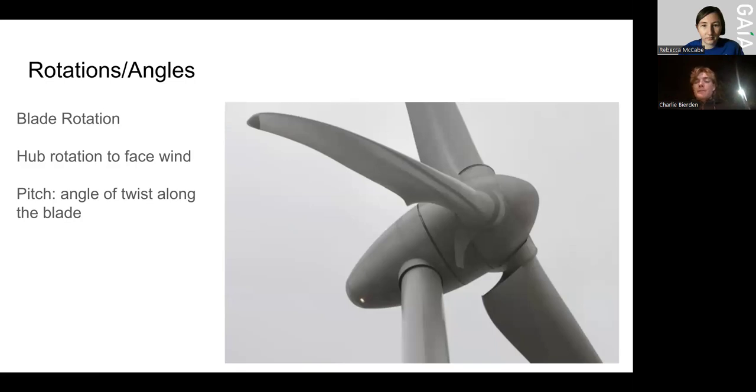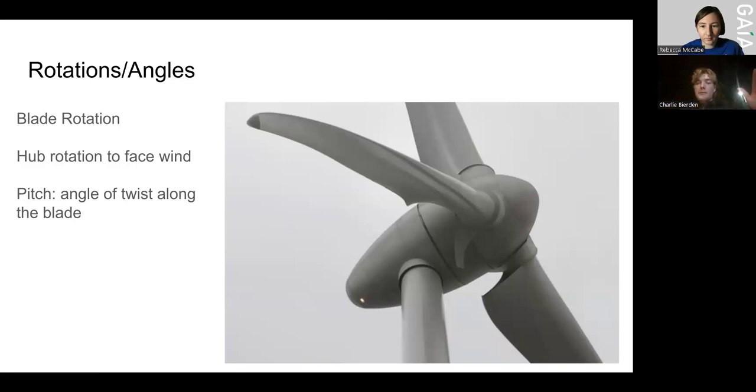There's a lot of different rotational frames of reference you should be thinking about when you're understanding how the blade moves. Firstly, of course, the blade rotates around the hub, around the nacelle. Secondly, the hub will rotate itself in order to face the direction of wind. And then the important quantity for blade design is the pitch of the blade. This is the angle of twist that the blade has.